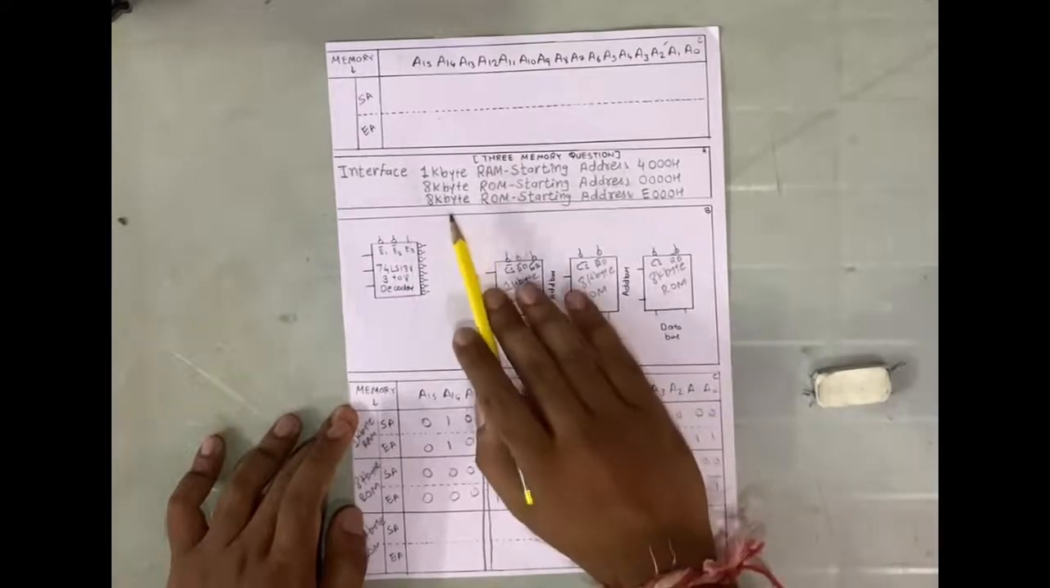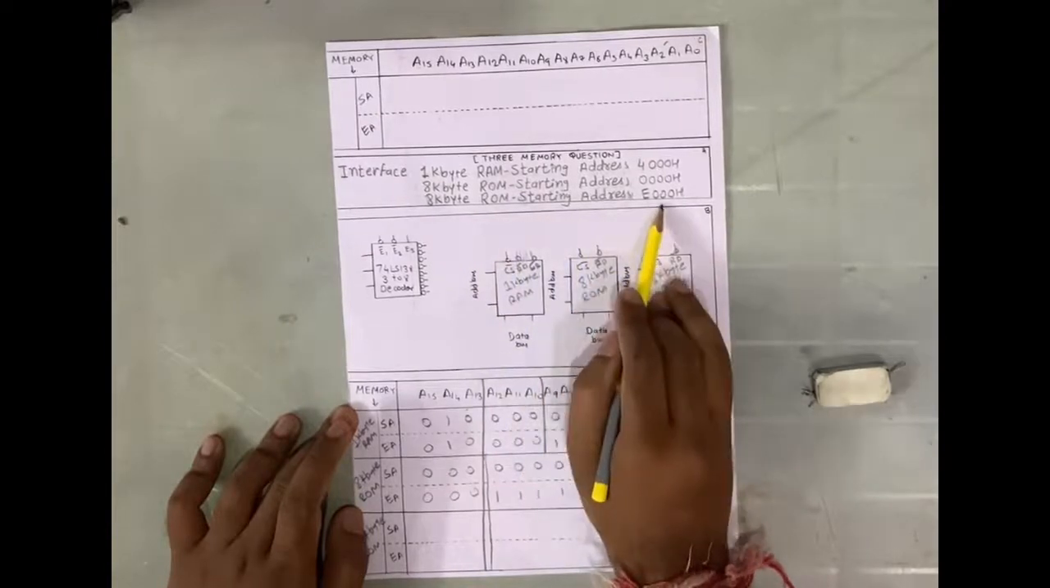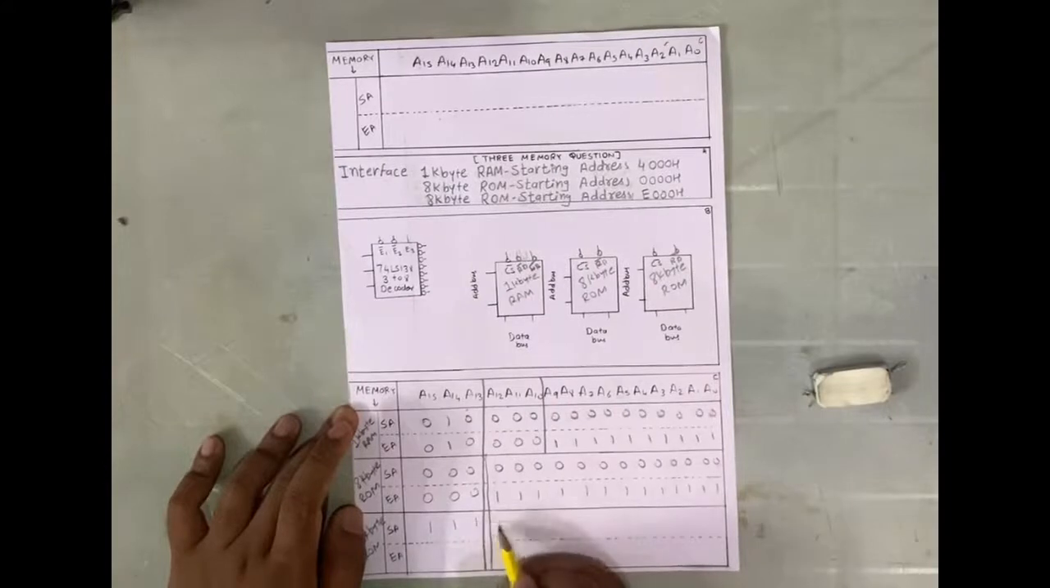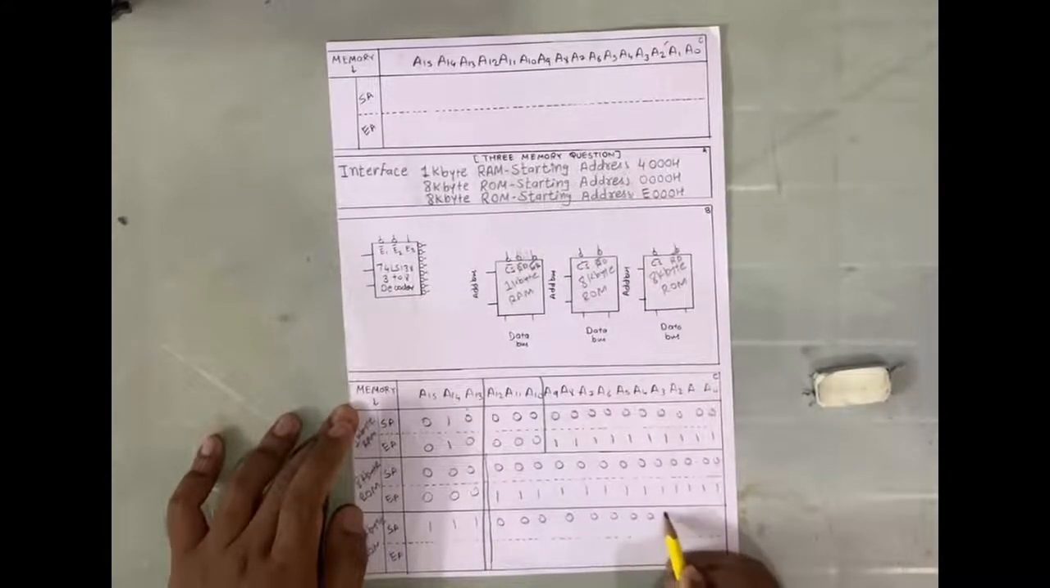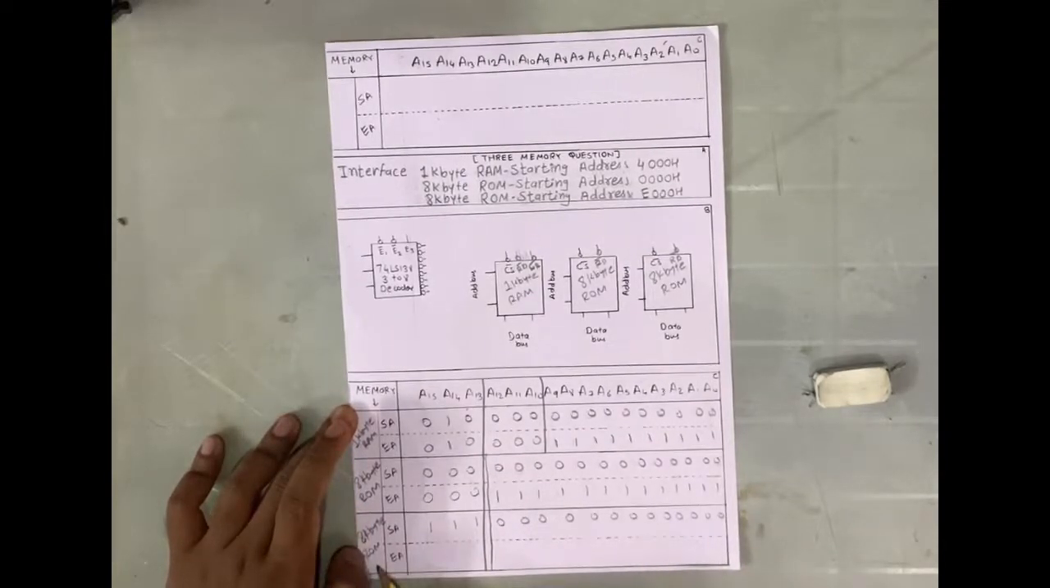Now let's see the other 8K byte ROM, whose starting address is E000H. So let's convert it into binary and write it down. Now to find the ending address, you know that we will set all the address lines which are given to the 8K byte ROM to 1.